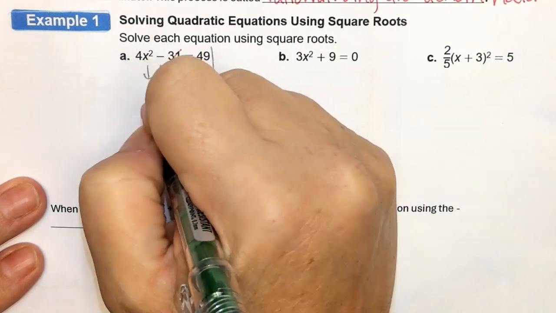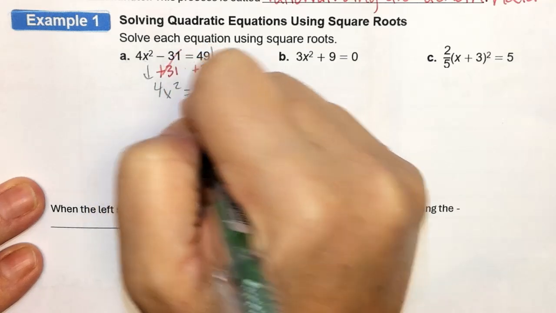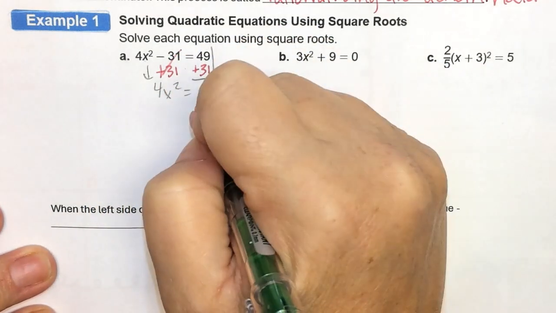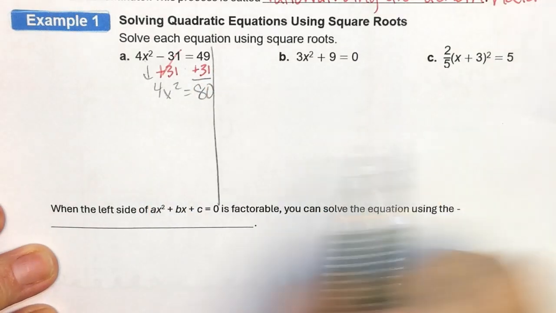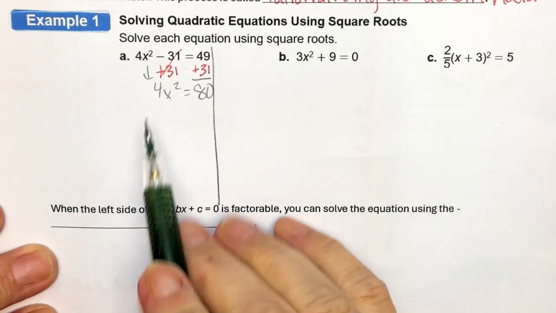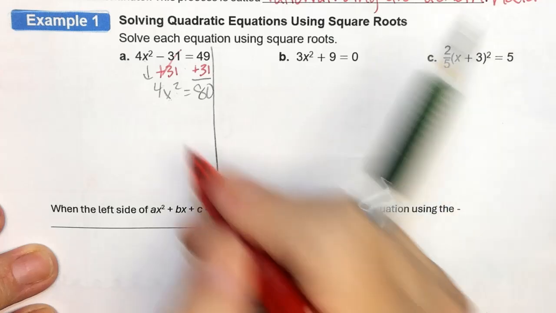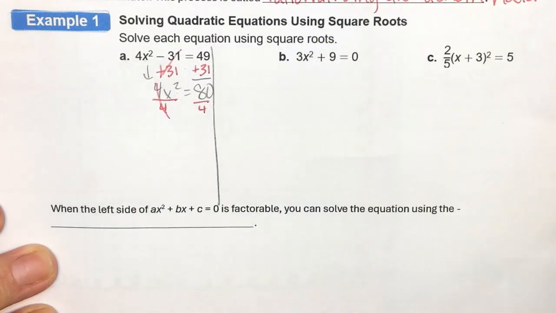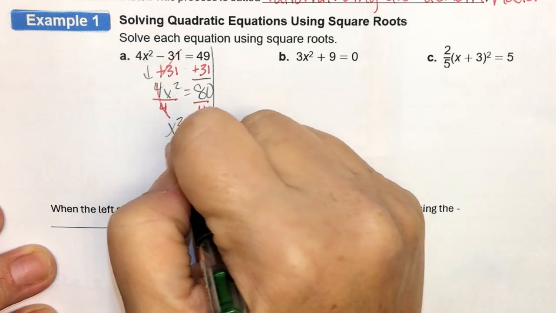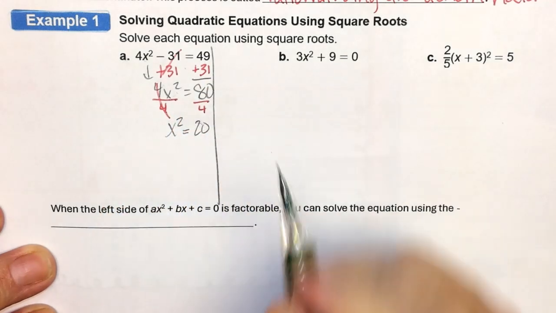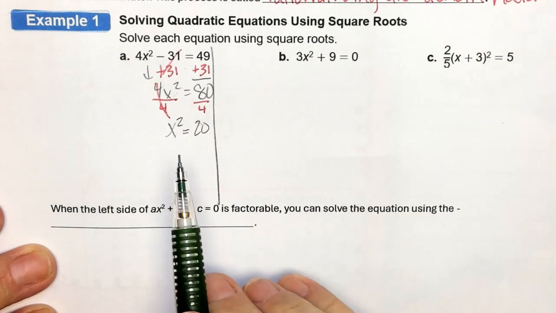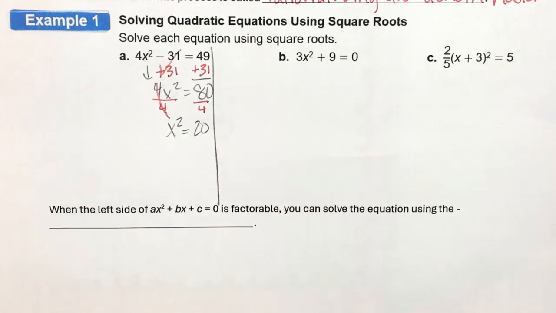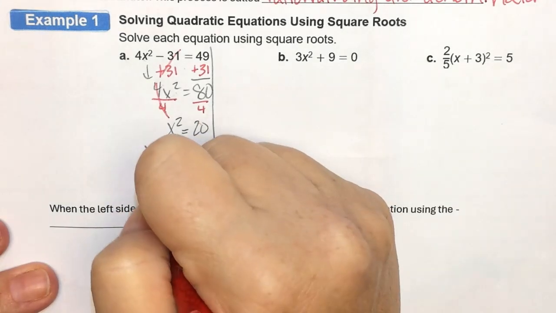That leaves us with 4x squared equals, and if we add 49 and 31 together, we get 80. We still want to get x by itself, so we have to divide both sides by 4. And we get x squared equals 20. Here's the thing: we don't want to know what x squared is, we want to know what x is. So in order to find x, we have to take the square root of both sides.